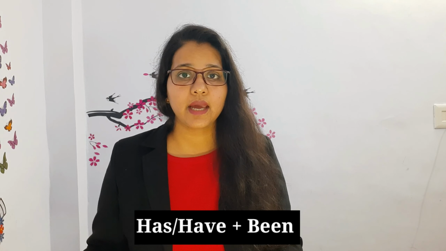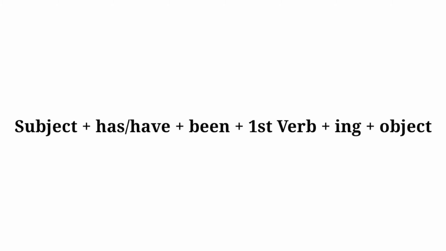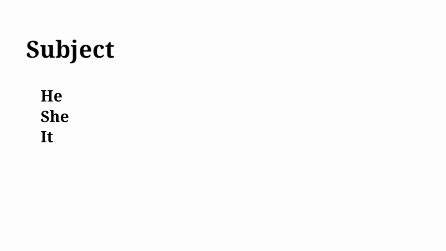First, we will learn how to form the present perfect continuous tense. We form this tense by using has and have with been. So the structure of the sentence becomes subject plus has or have plus been plus the verb in the ing form plus the object. If the subject is I, we, you, they, we use have, and if the subject is he, she or it, we use has.